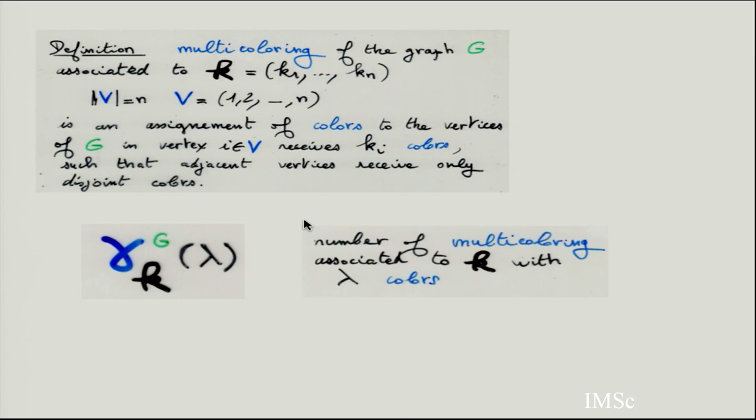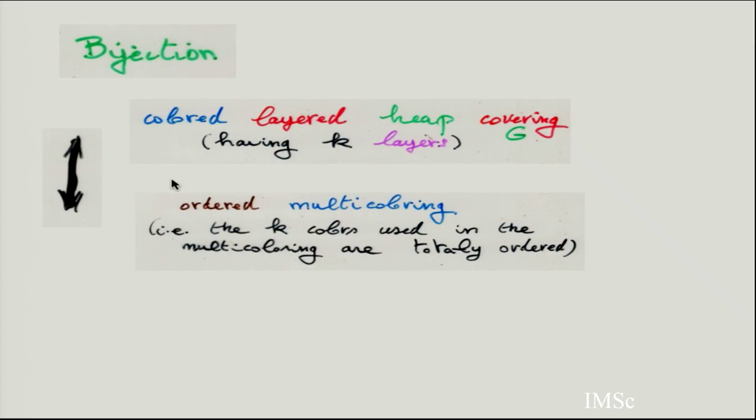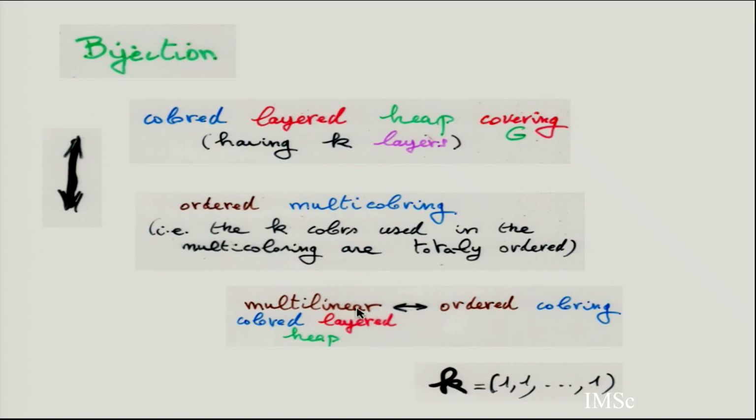And so what we have done before, by putting our layers for any heap, not only multilinear heaps but any kind of heap, this gives you a bijection. If the multicoloring takes an order on the colors, there is a bijection of ordered multicolorings with color layer heaps covering the graph G. With a special case: if it is multilinear, then for the case 1, 1, 1, 1, 1, you get only one color per vertex.